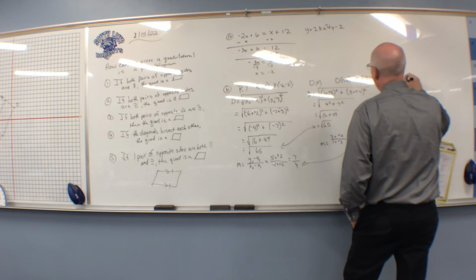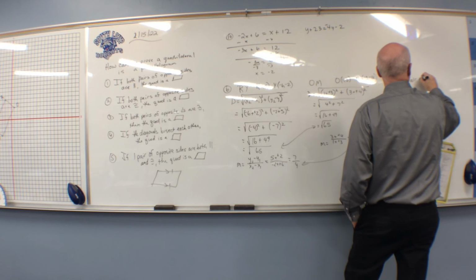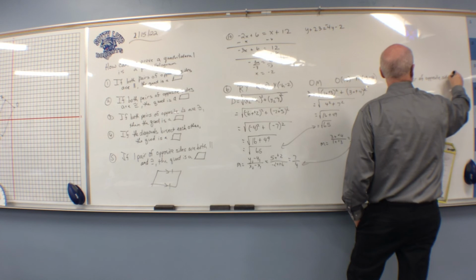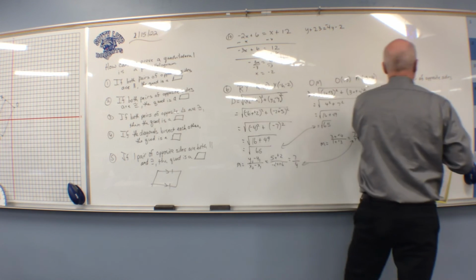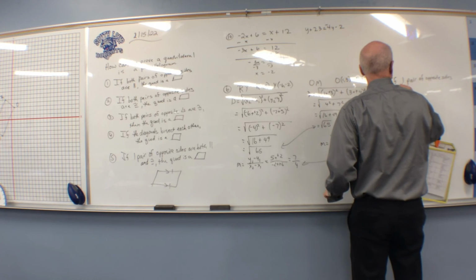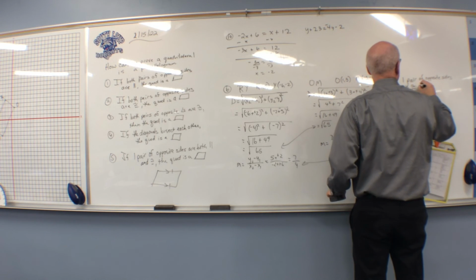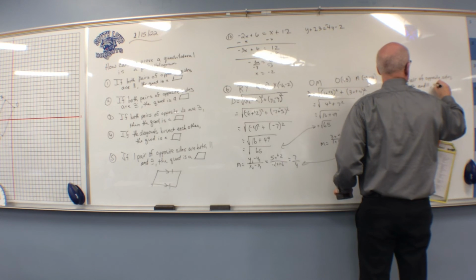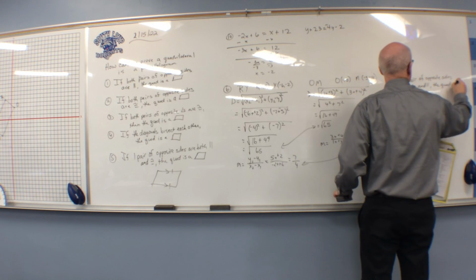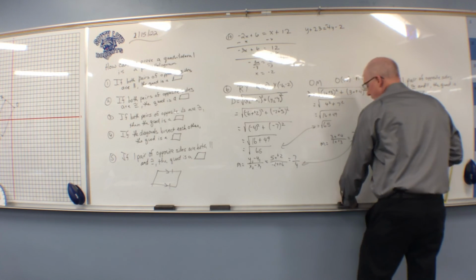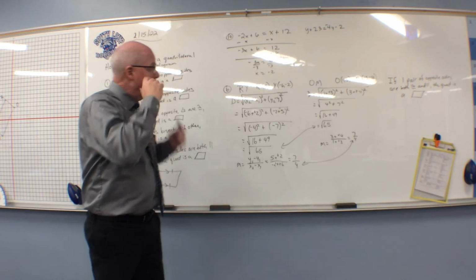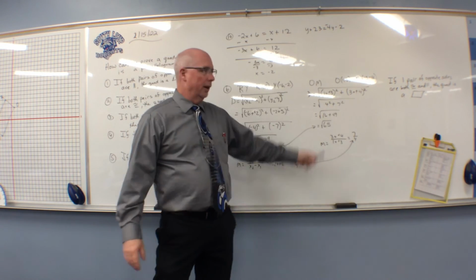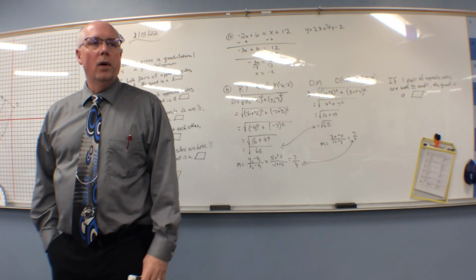If one pair of opposite sides of a quadrilateral, I didn't put up a quadrilateral there. If one pair of opposite sides are both congruent and parallel, the quadrilateral is a parallelogram. Now in 5, you don't use this method, do you? You just do both pairs of sides and you do slope, right? Okay. So you can skip a step, pretty much.